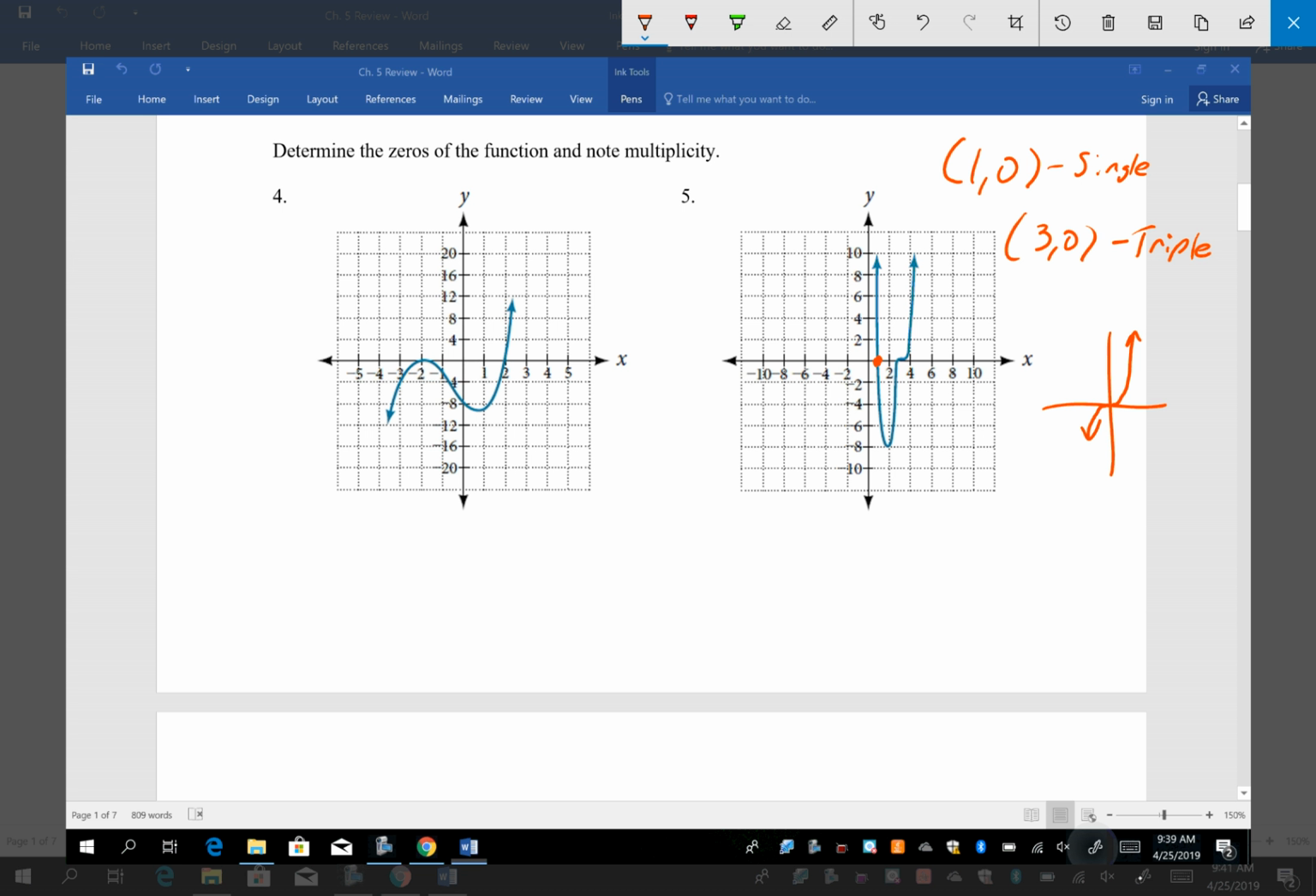Double is when it touches, like this one here. Do you see how it touches -2 and then comes back the same side? That's how it's double. You can think of a parabola.